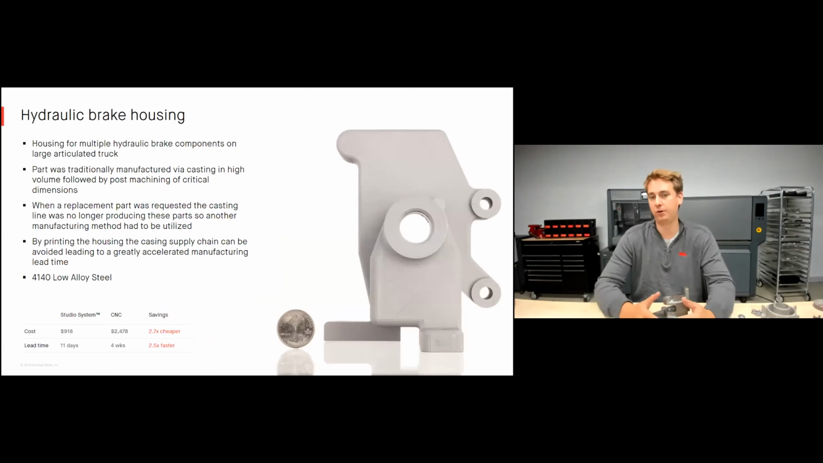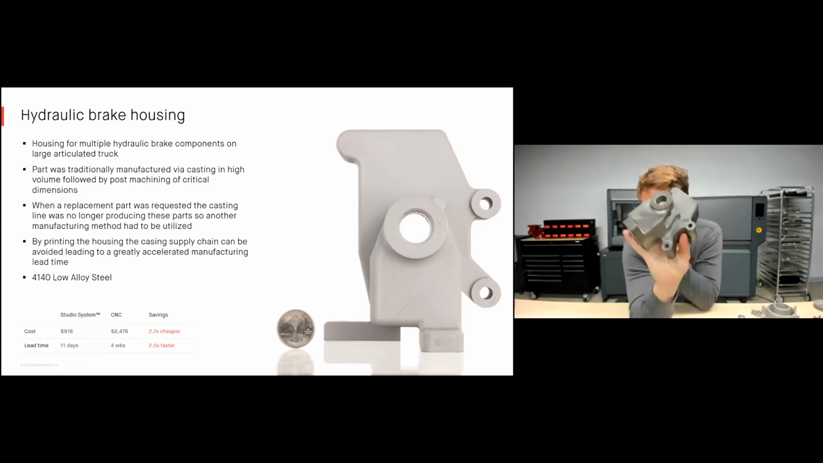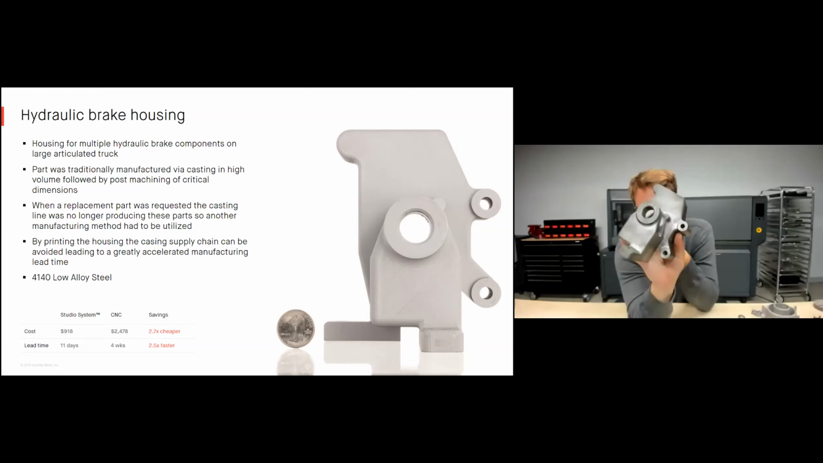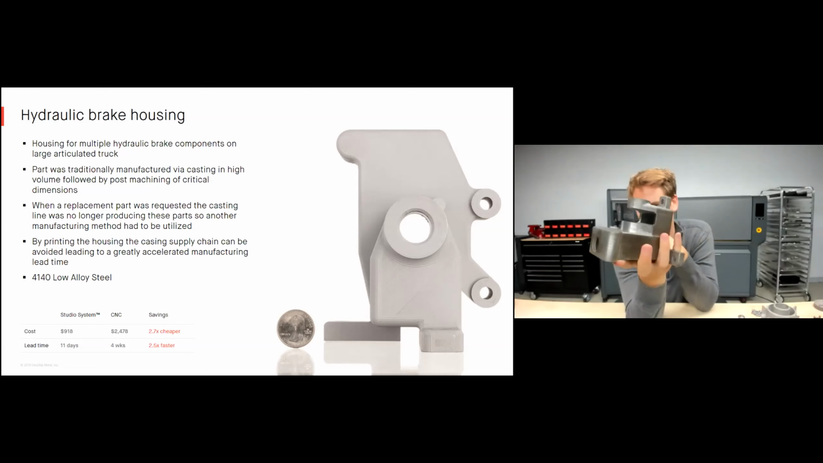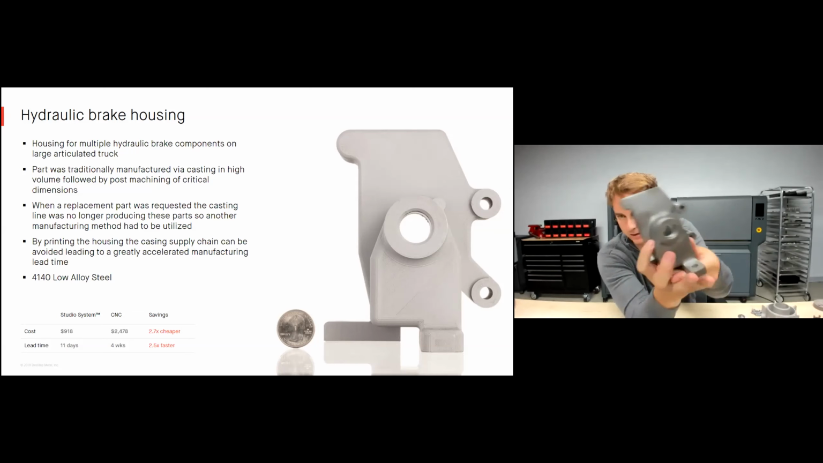Of course, it was originally produced via casting in high volume. They then did some post machining of just some critical dimensions. So they were able to reproduce this part via a low alloy steel, 4140. They were able to mitigate this supply chain of casting and greatly accelerate the manufacturing lead time to replace this part. This part is quite large. It's one of the larger parts that are possible in the Studio system, but it takes about 11 days to produce this part. Costs about $900. But the alternative for them was CNC machining, which is going to cost about $2,500, take about 4 weeks, and they would have to go out of house. So just a great, this is a cool big part.